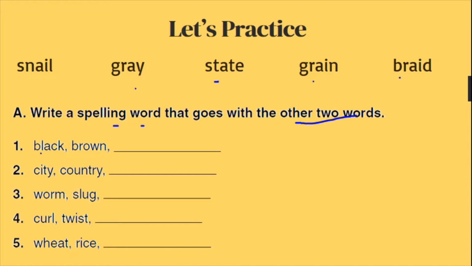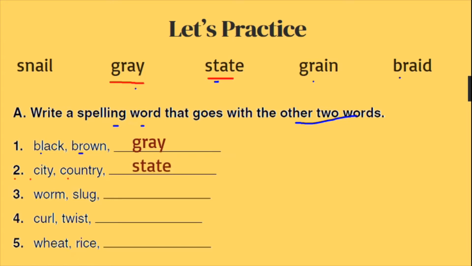Number 1, black, brown. These two words are colors. So which word here is also a color? It is the word gray. So I use gray. Number 2, I have city, country. Which word here means city and country? Is it snail or state or grain or braid? It is the word state.